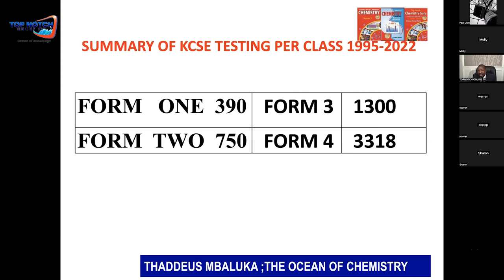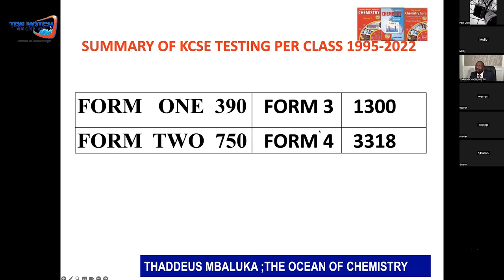So when you look at that, those are 27 years, not 17. From form one, we have only been able to get 390 marks from the topics. From form two, 750. From form three, 1,300. And from form four, 3,318 marks. Can you imagine? What are you getting from this point?